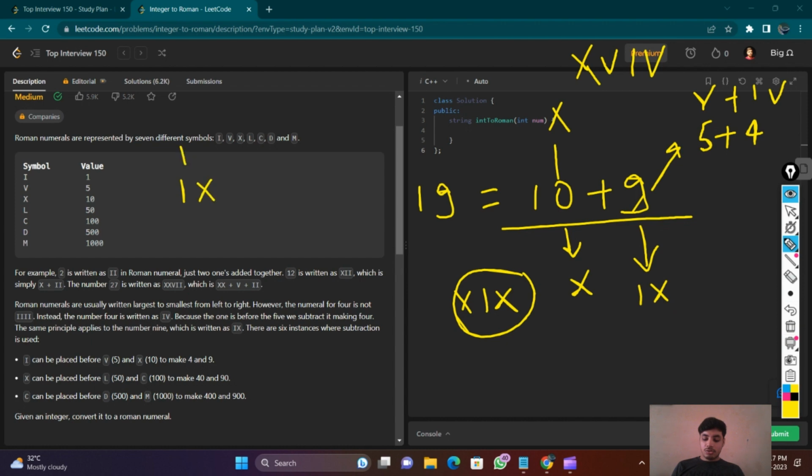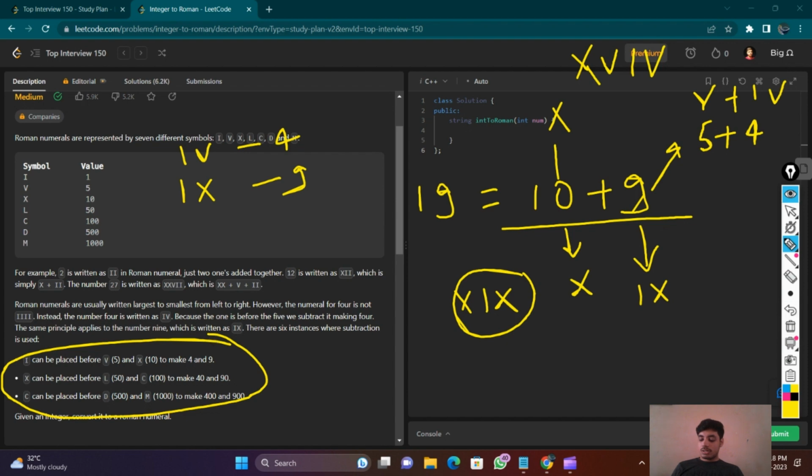So you have already stored IV. We have also stored IX. The values are respectively 4 and 9. Now you can clearly see from these two examples that if you can store these six values, because they are going to come in different scenarios, then you can simply get the values for all the numbers to convert into Roman numerals.